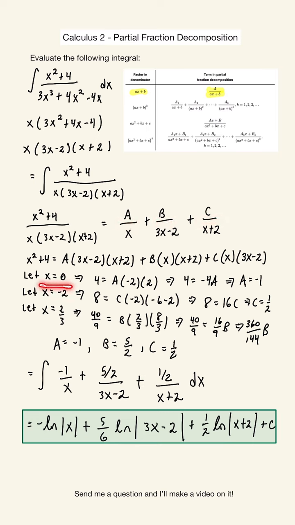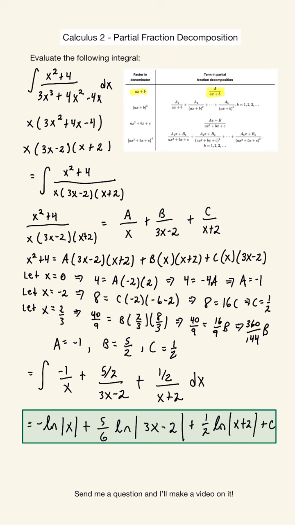So by letting x equal 0, we're going to be isolating the a term, because this b term will go to 0 due to the x here, and this c term will go to 0 due to the x here. And so by plugging in 0, we can get a alone and solve for a. So we'll have a is equal to -1, and then we'll do the same thing for the next two by letting x equal -2 in order to isolate c, and x equal 2/3 in order to isolate b.